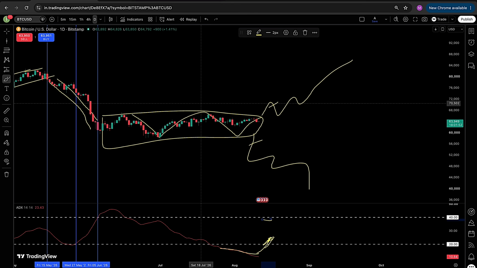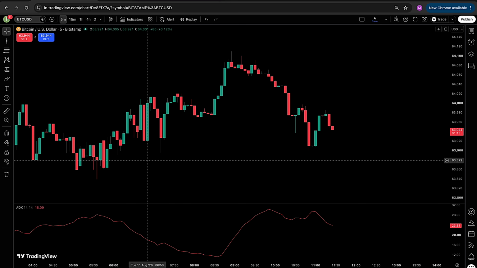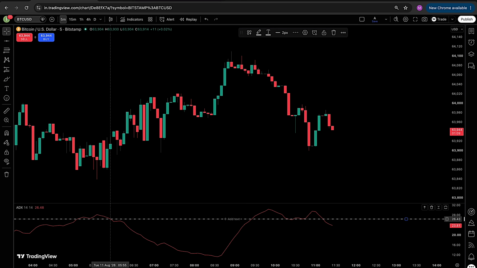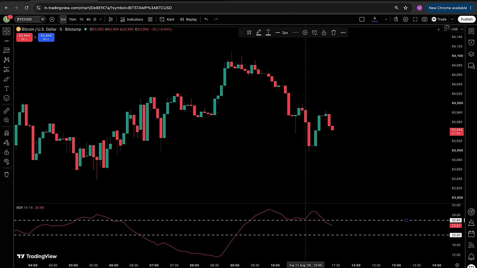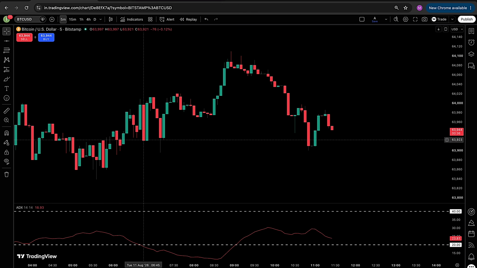Now I will come to the 5-minute time frame and tell you how you can figure out what our intraday trend is. Now I have come to the 5-minute time frame. Look here. What you need to do here is the same thing. Draw a horizontal line here. The first one will be 20 and the second one will be 40. So this has become a level for us, okay?